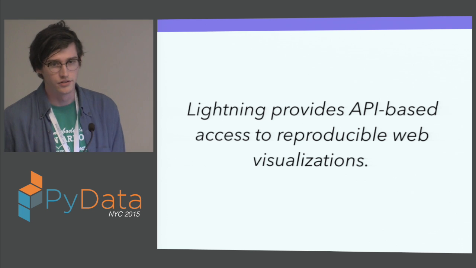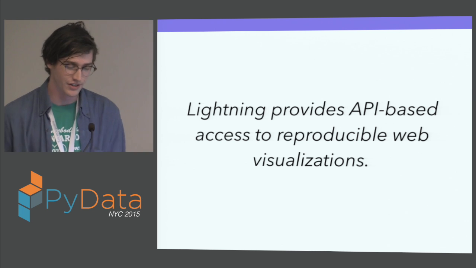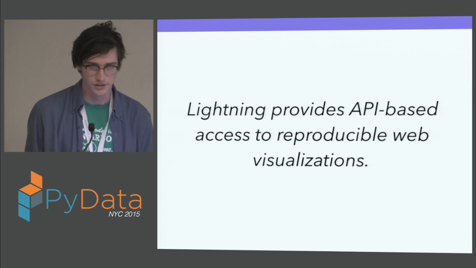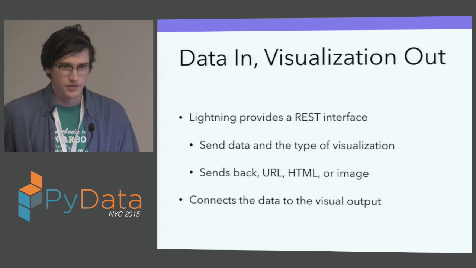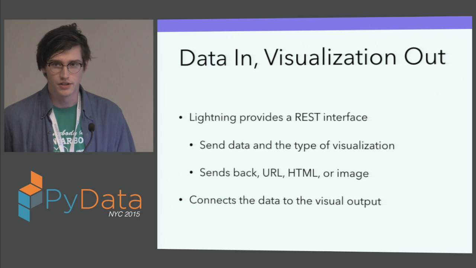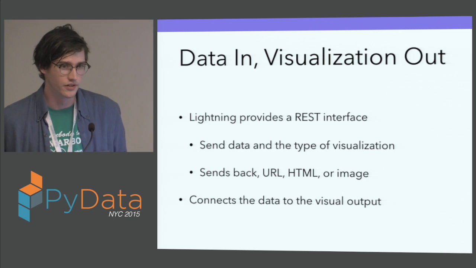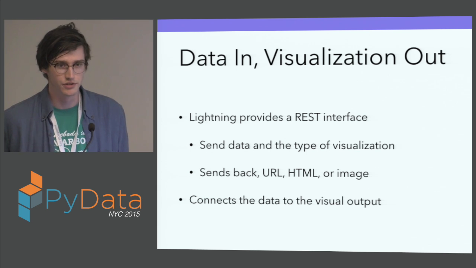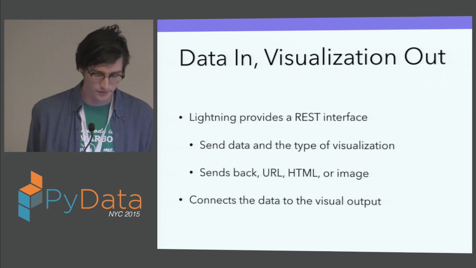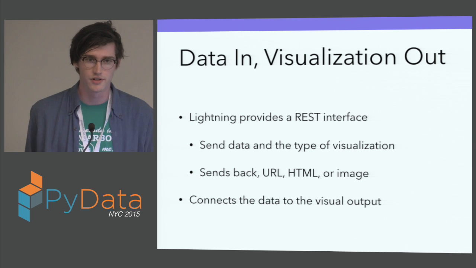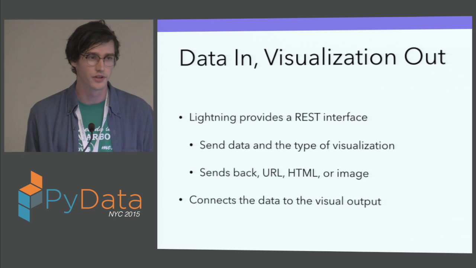And the way that it does that is by exposing an API. This is the tagline for the project: it provides API-based access to reproducible web visualizations. The way that works is that there's a REST API. You send JSON to it. You say, I have this data, I'm going to provide it to you in the post request, and I want it to be displayed with this type of chart. So you can say, I want a line graph, or I want a scatter plot, or whatever. And it will generate a web page, a URL, an image, whatever way you exactly want it to be displayed. That's how it will return.